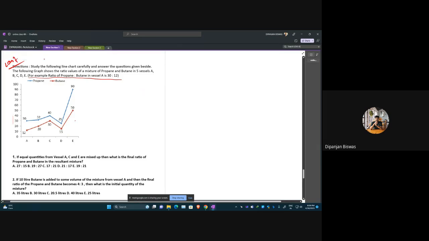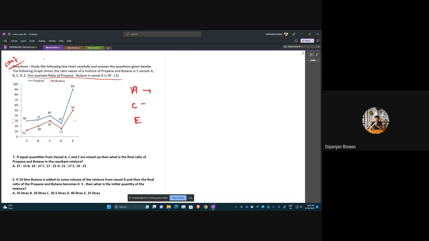Moving to the question. If equal quantities from vessels A, C, and E are mixed, then what is the final ratio of propane and butane in the resultant mixture? Okay, A, C, and E. What was the ratio of propane to butane in each vessel? In the first one, 30:12, divided by 6, you should get 5:2. In vessel C, 40:30, you should get 4:3. And in vessel E, 9:5.